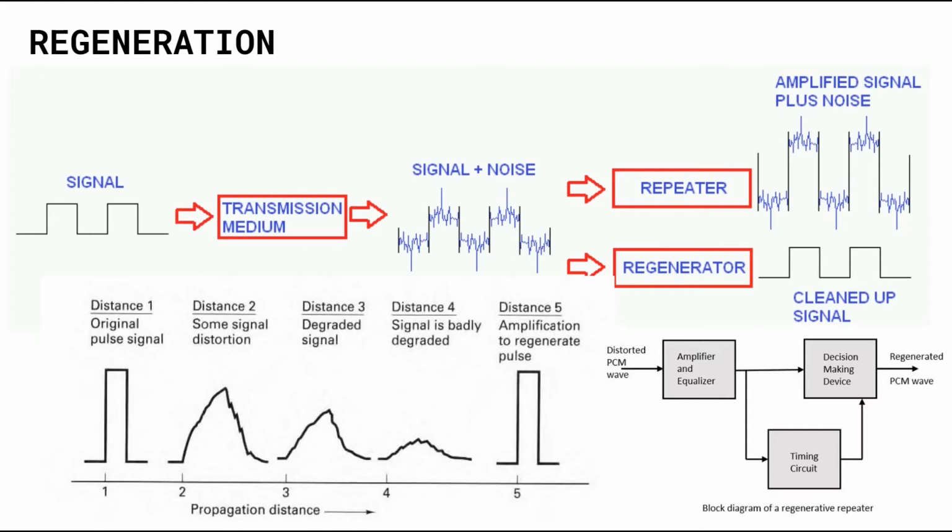If the sampled value is greater than the preset threshold value, the decision making device is enabled. Thus, for example, in a PCM system using non-return to 0 unipolar signaling, the decision making device takes a decision in every bit interval as to whether or not the pulse is present. If the decision is yes, a new pulse is sent to the next repeater. If the decision is no, no pulse is sent.